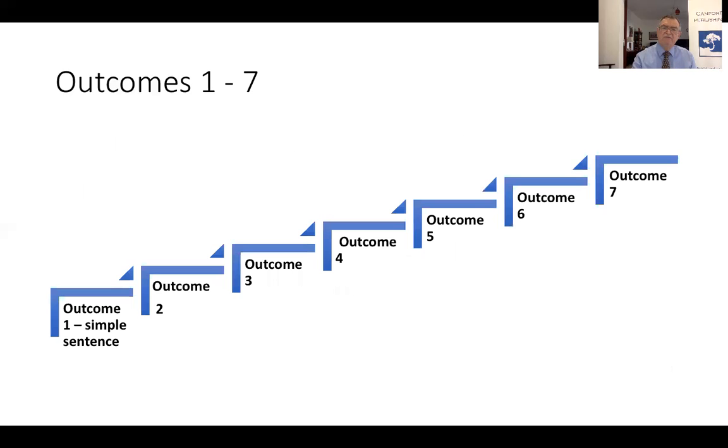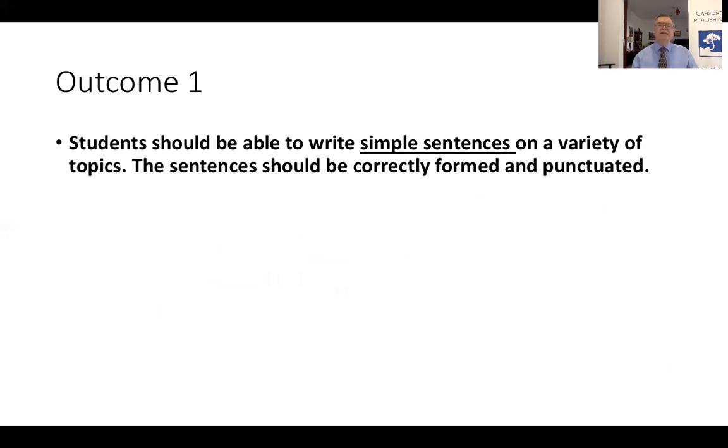So I've divided this up into 7 outcomes along the way, 7 steps, stages, or camps, if you prefer. And I'll go through them briefly, one by one, and give you a description of what they are. So students should be able to write simple sentences on a variety of topics. The sentences should be correctly formed and punctuated, okay?